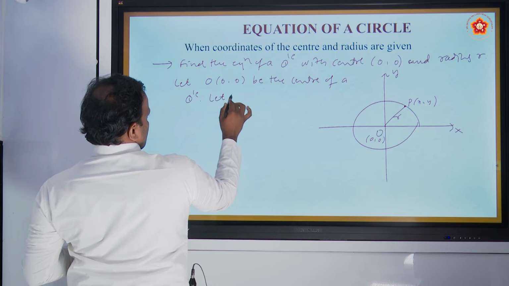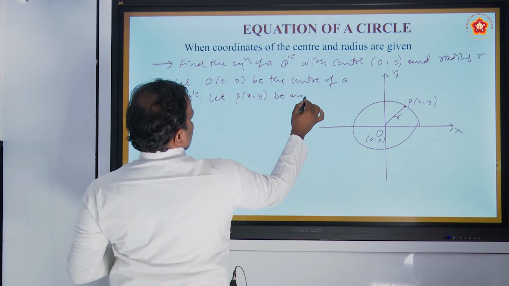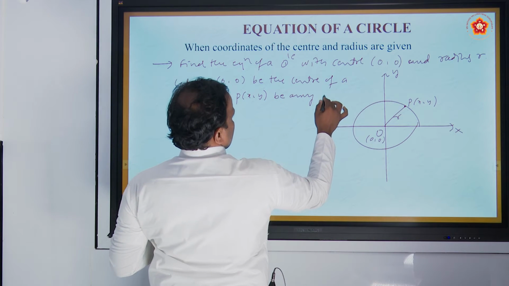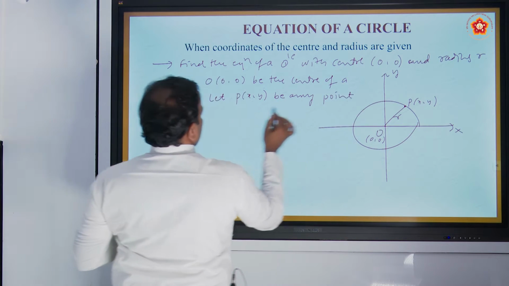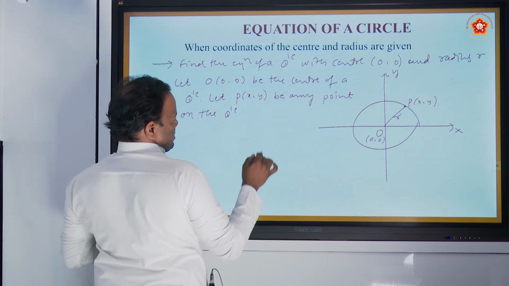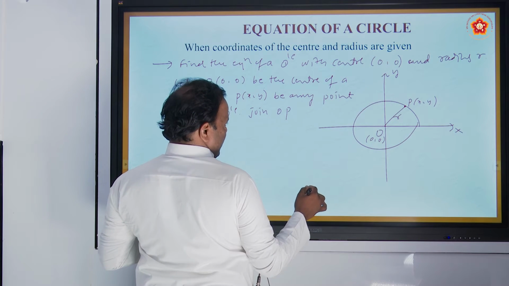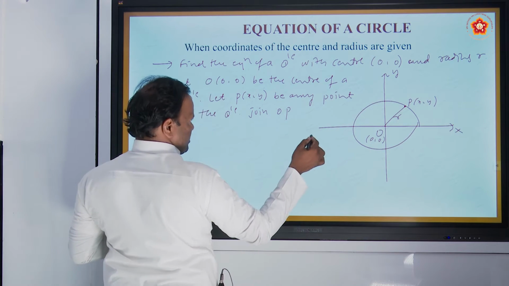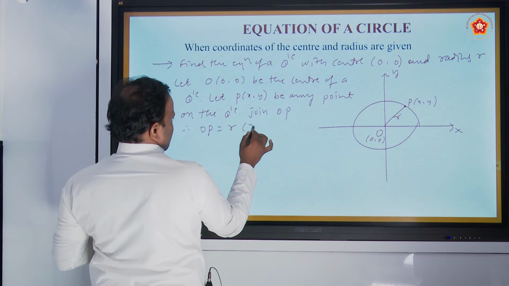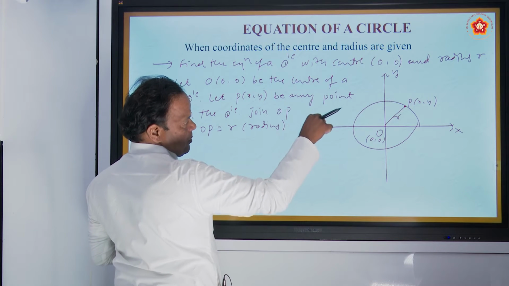Let P x, y be, you take first quadrant, you take any quadrant, it will come same answer. You take first quadrant, both positive. Any point on the circle. Join OP. Take OP is equal to radius, therefore OP becomes r, means radius of the circle. OP is nothing but the radius of the circle.